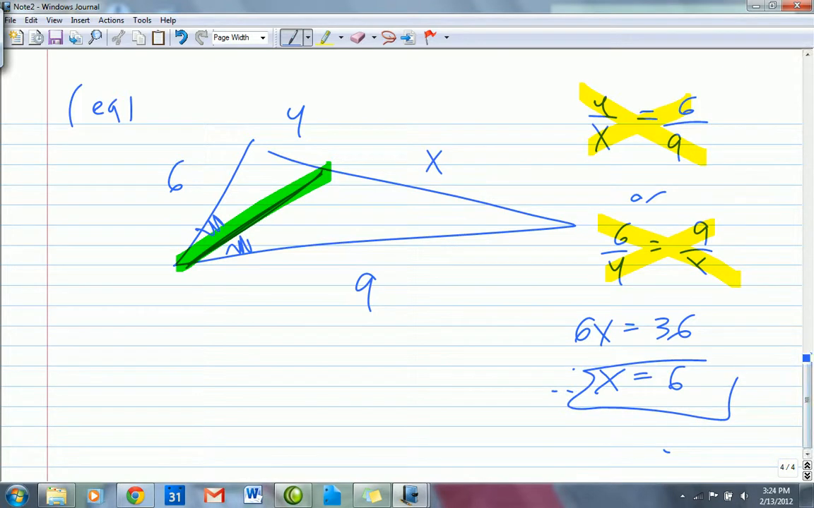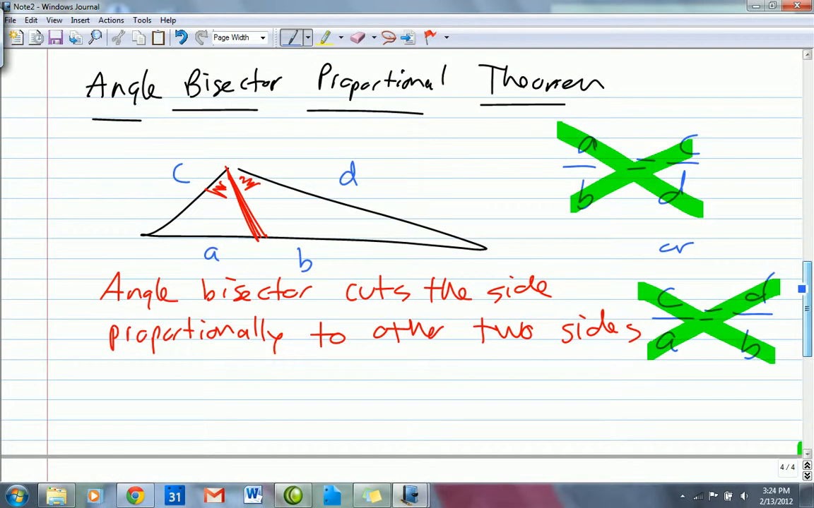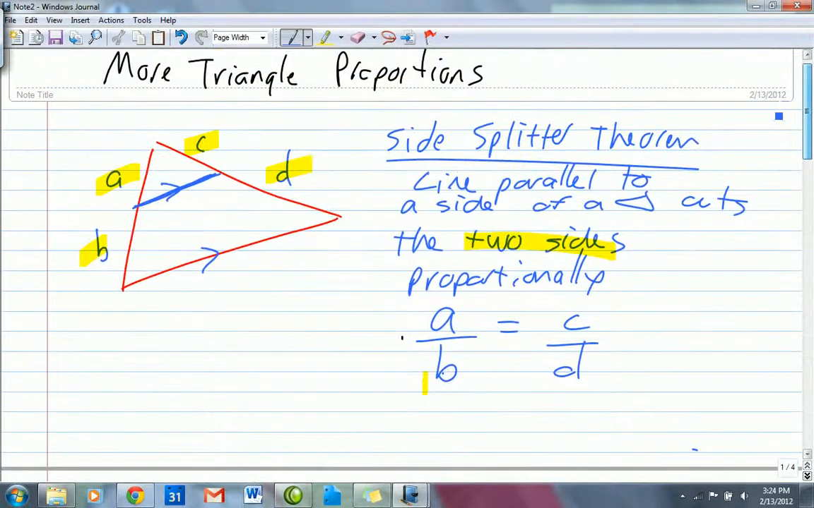So two ideas here, both involve proportions and triangles. We have the angle bisector proportional theorem: this angle bisector cuts this whole side proportional to the other two sides, A over B equals C over D. And we have the side splitter theorem: this line parallel to this line creates A over B equals C over D, cutting the sides proportionally.